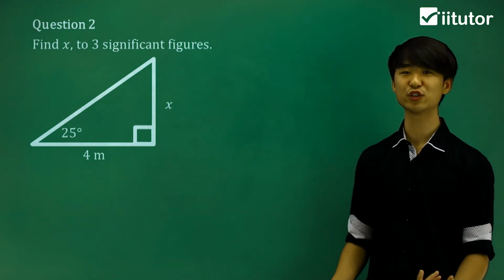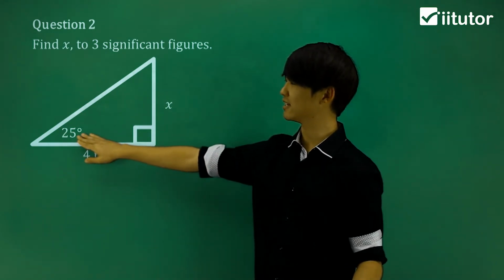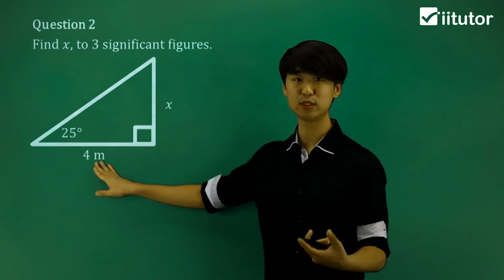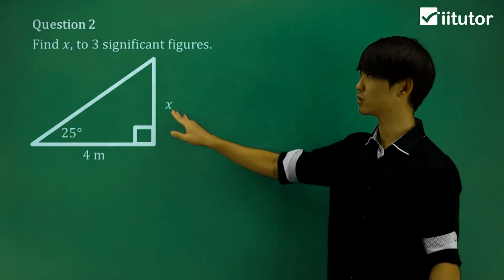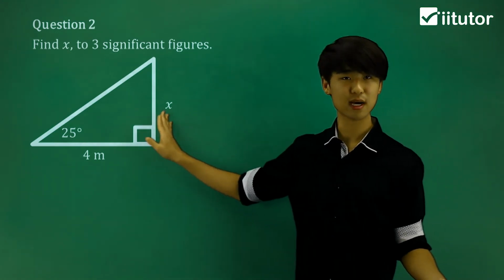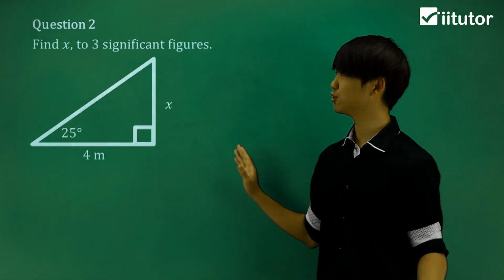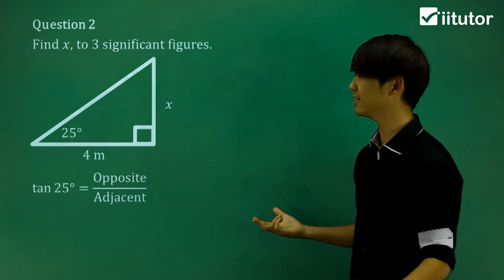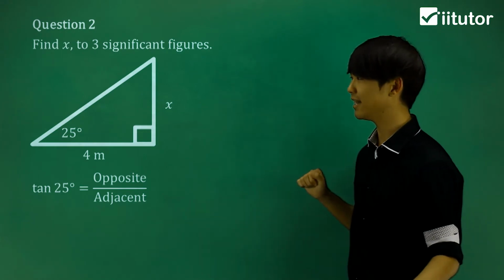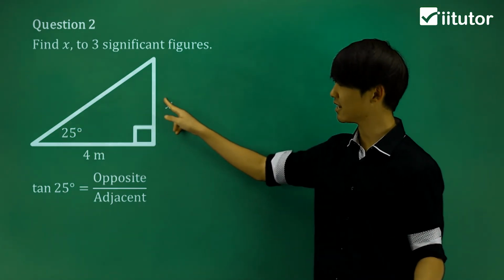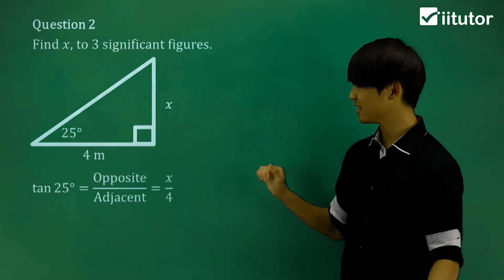Now, question 2. So we're going to try and find x to 3 significant figures, and we have this triangle now. So we have 25 degrees as the angle here, and we have an adjacent side which is equal to 4 meters, and we also have an opposite side which is x, and that's the one we want to find. So we have the opposite side and the adjacent side. I want you to think about which ratio we're going to use. Now, in question 2, I'm going to use tangent. So tan of this angle equals the ratio opposite divided by adjacent. Opposite of 25 is x divided by adjacent, which is 4 meters. So tan 25 degrees is x on 4.